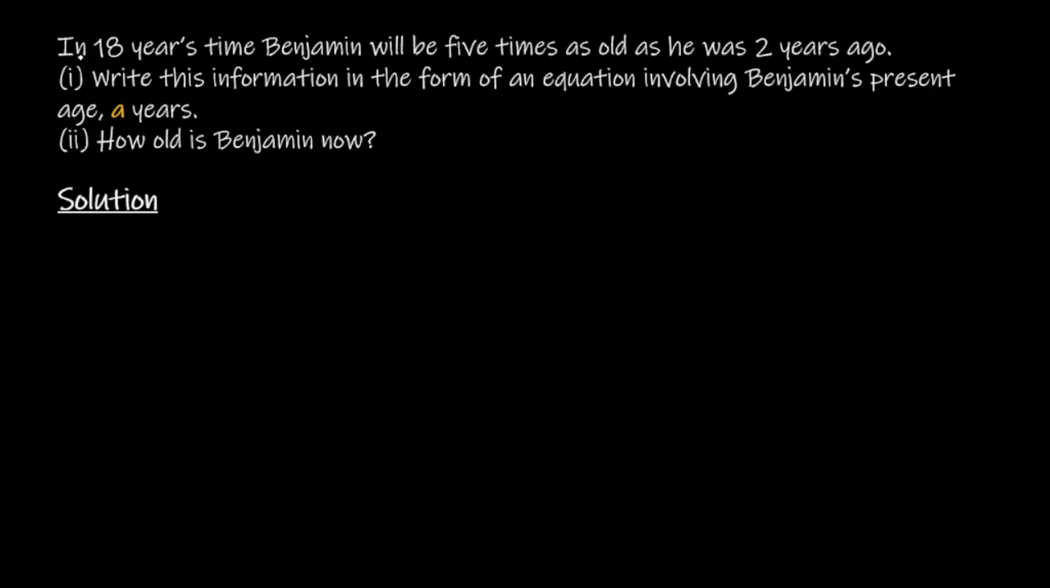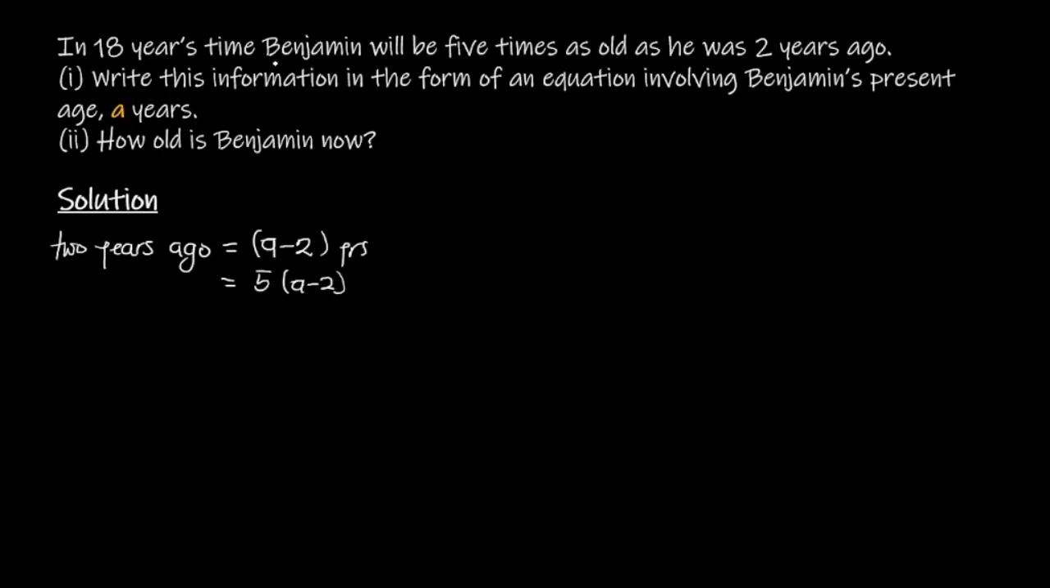Right, so let's look at something. We're told that in 18 years time, Benjamin will be 5 times as old as he was 2 years ago. Okay, so 2 years ago, since we are to represent Benjamin's age with A, it means 2 years ago Benjamin was A minus 2 years. Now, 5 times as old as he was 2 years ago means that will be 5 multiplied by A minus 2.